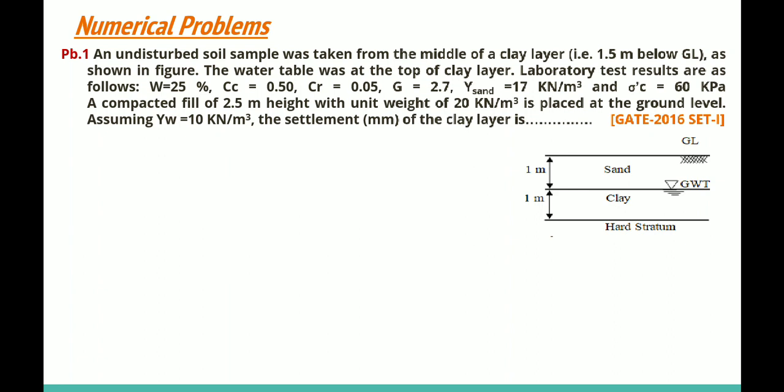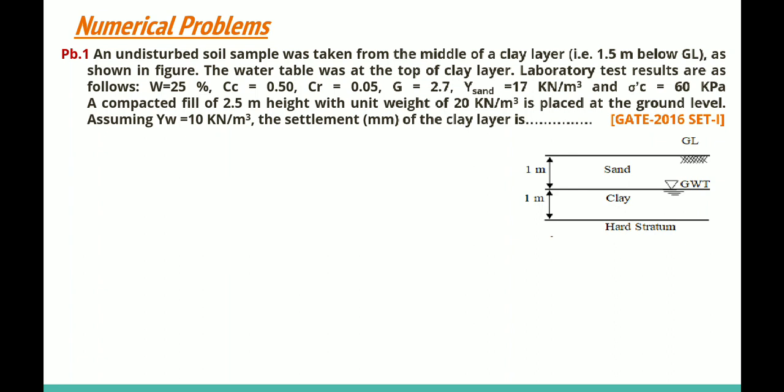Next is a compacted fill of 2.5 meter height with unit weight of 20 kN per meter cube. Assume the unit weight of water is 10 kN per meter cube, as given. Whenever the unit weight of water is not given, then you have to take the value of 9.81 kN per meter cube. So find the settlement of the clay layer.